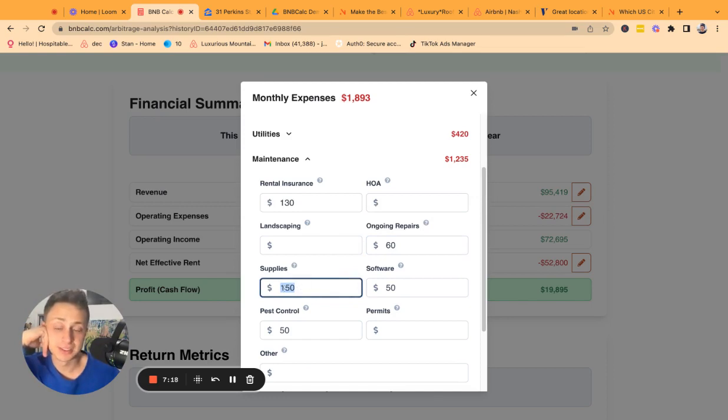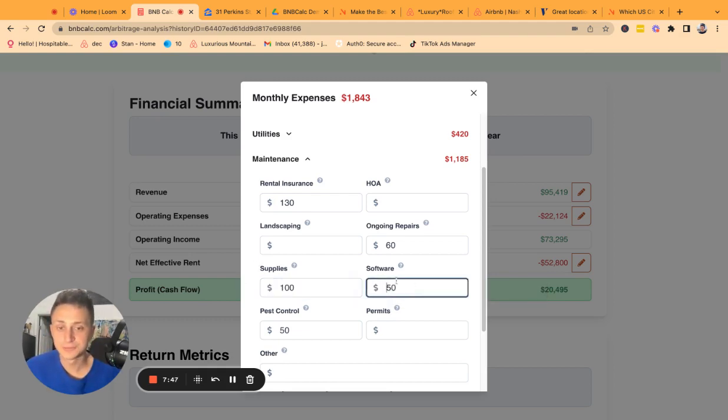Supplies. This is probably pretty conservative on supplies. But again, it depends what you're offering. Are you giving wine and cheese to each guest, or are you just doing the bare bone essentials, toilet paper, paper towels, or are you doing welcome baskets? I would say that $100 a month would probably be decently conservative. I mean, we're just doing paper towels, coffee, trash bags, soap, shampoo. A lot of it you can kind of order in advance. But let's call it $100 a month.